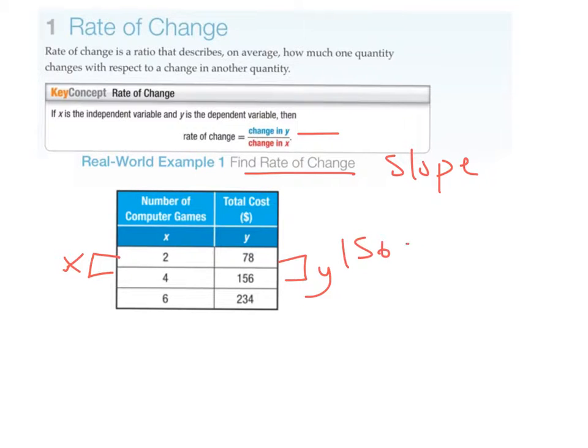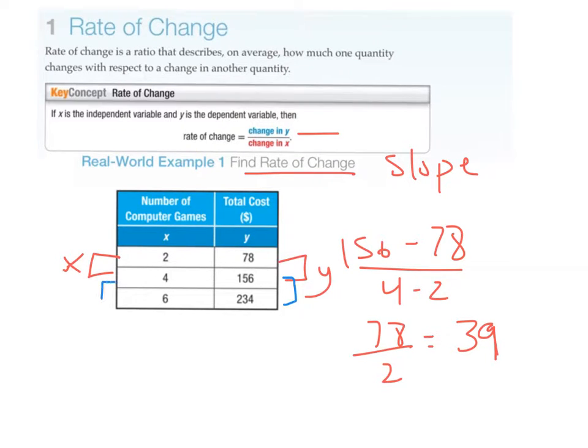So if I take 156 minus 78 over 4 minus 2, if I subtract those, I get 78 over 2, which is 78 divided by 2, which is 39. So my rate of change is 39. And then I can do the same thing between these two and these two.